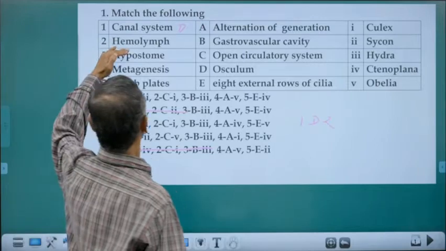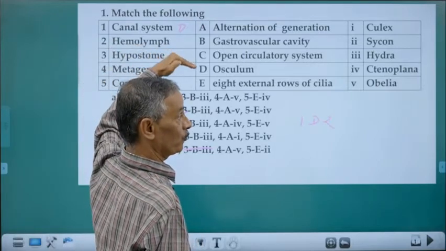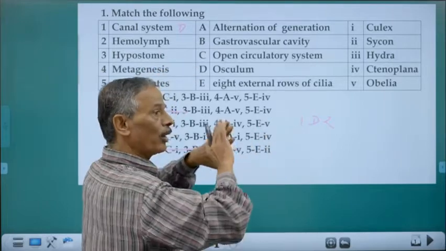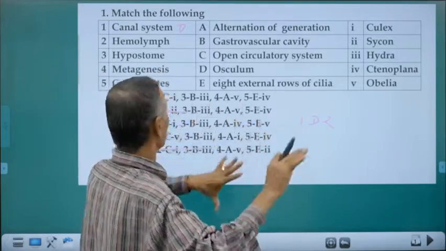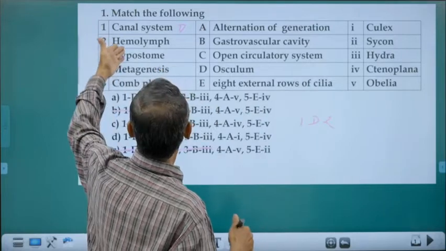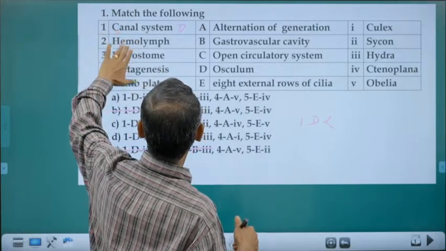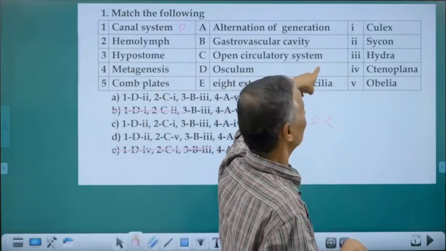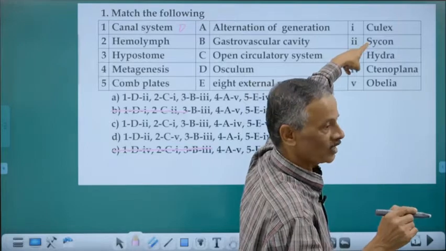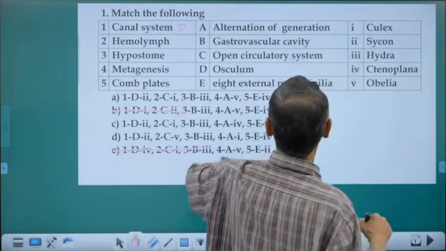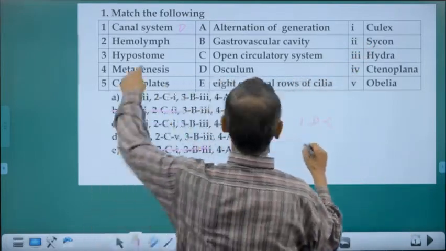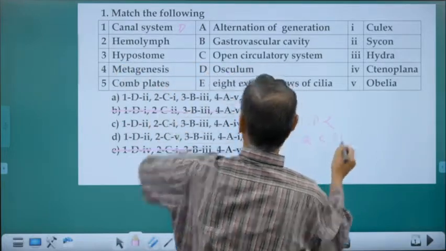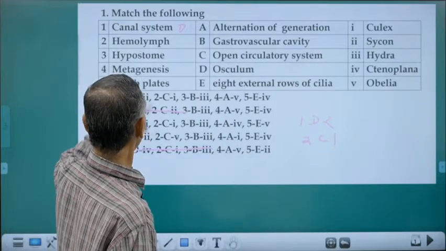Okay. Now, hemolymph. What is hemolymph? Hem means blood. Colorless lymph. So having no pigment, that is seen in hemolymph. Characteristic of open circulatory system seen in Culex. In insects, cockroach, we have studied it. Okay, so it should be 2C1.